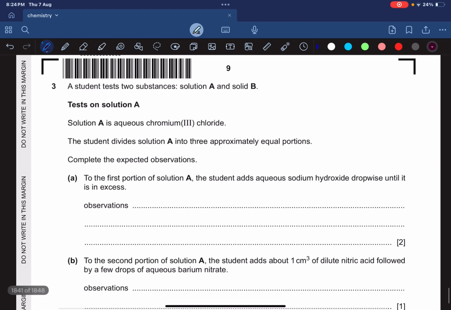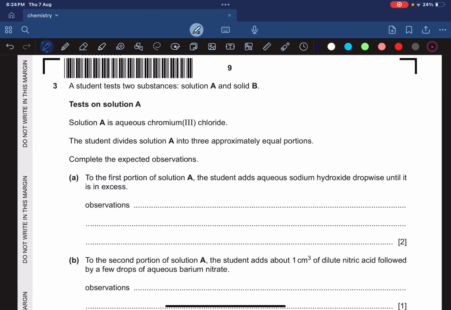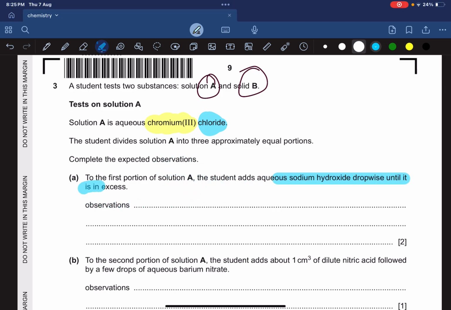Okay, moving on. A student tests two substances, solution A and a solid B. Tests on solution A. Solution A is aqueous chromium(III) chloride. We have a chromium ion in it and we have a chloride ion in it. Okay, a student divides solution A into 3 approximately equal portions. Complete the expected observations. To the first portion of solution A, the student adds aqueous sodium hydroxide dropwise until it is in excess. Observation.